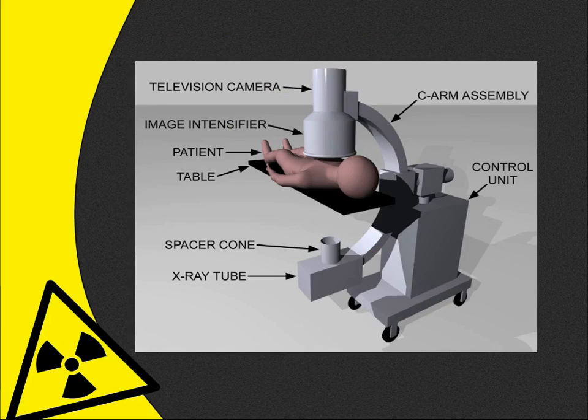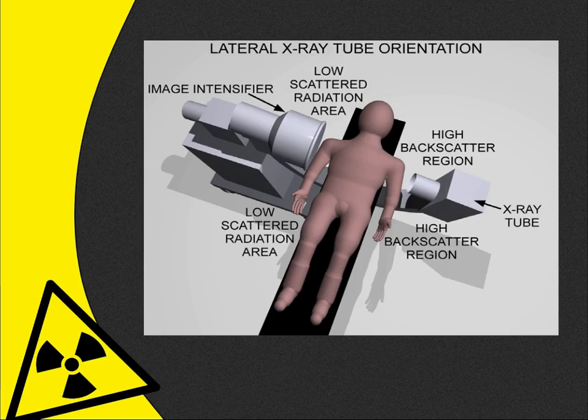Let's see here if we have a C-arm assembly, then we all know the camera, the imaging system, the image intensifier, the patient table and the X-ray tube. So we will see now how we could be exposed to radiation in this type of equipment. If we have a lateral X-ray tube, as we see here, the X-ray tube is producing X-rays toward the lateral area of the patient.